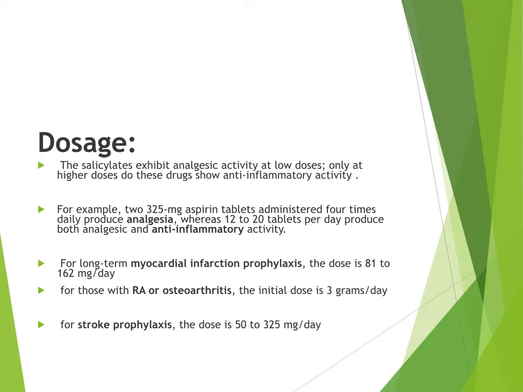On the other hand, for myocardial infarction or prophylaxis, the dose is 81 milligrams per day. Sometimes we can recommend giving 2 pills of the 81 milligram tablet, so it can come up to 162 milligrams per day. So, to summarize, for use as an antiplatelet, we use doses lower than 325 milligrams per day. Usually the recommended dose is 81 milligrams. For anti-inflammatory conditions and analgesia, we use a dose higher than 325 milligrams.